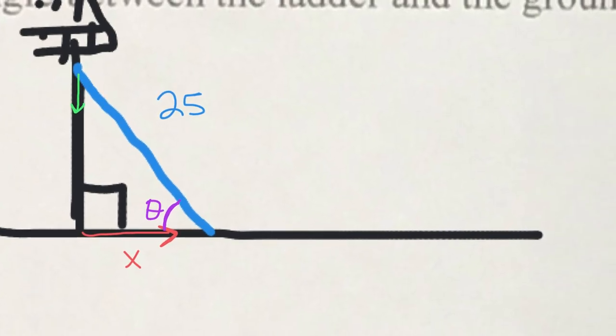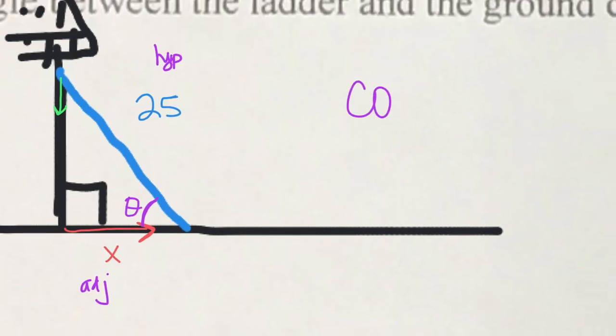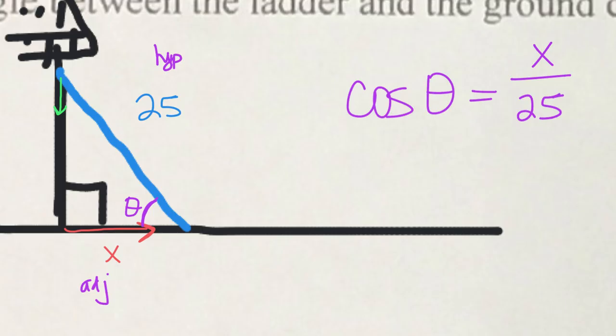So for that angle, 25 is the what side? 25 is the hypotenuse, and x is the what side? x is adjacent. So which trig relates the adjacent and the hypotenuse? That would be the cosine. So our ratio is cosine of theta equals x over 25.